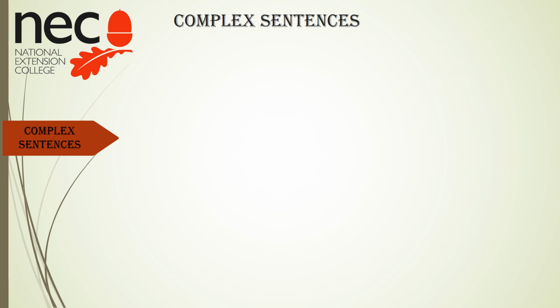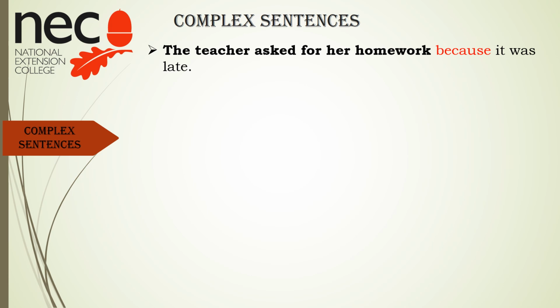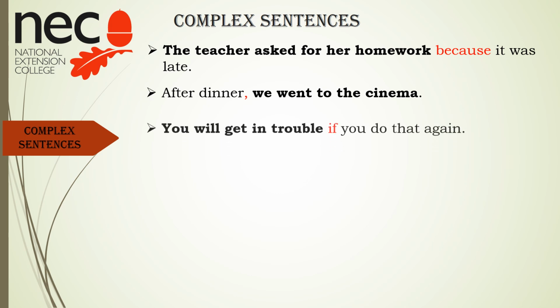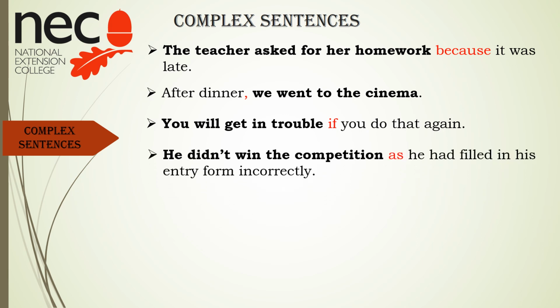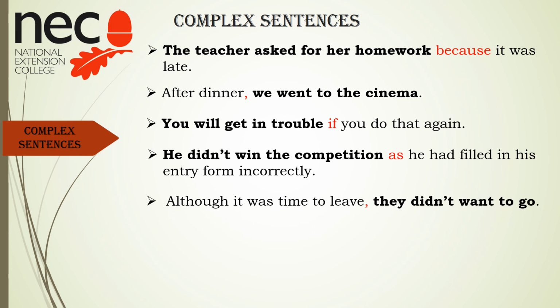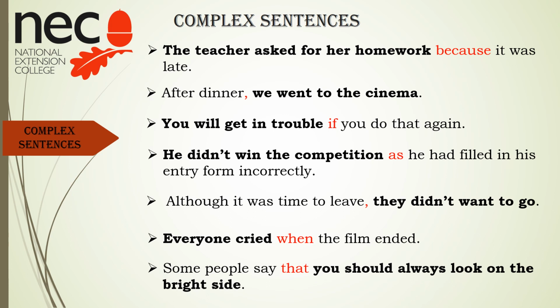Here are some examples of complex sentences. The teacher asked for her homework because it was late. After dinner, we went to the cinema. You will get in trouble if you do that again. He didn't win the competition as he had filled in his entry form incorrectly. Although it was time to leave, they didn't want to go. Everyone cried when the film ended. Some people say that you should always look on the bright side.